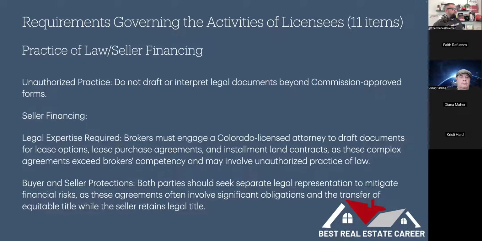Practice of law, seller financing. So, first and foremost, you do not have the legal capacity to interpret any documents that have not been commission-approved forms. Rule F, Conway Bogue, right? Conway Bogue gave us the ability to practice limited law. And Rule F is the standard and approved forms that we are allowed to use. That's one piece of this. All right. So you can't go through, and we know that in our contracts it reads seek legal counsel, talk to a financial advisor. It reads that all over our contracts in the state of Colorado.